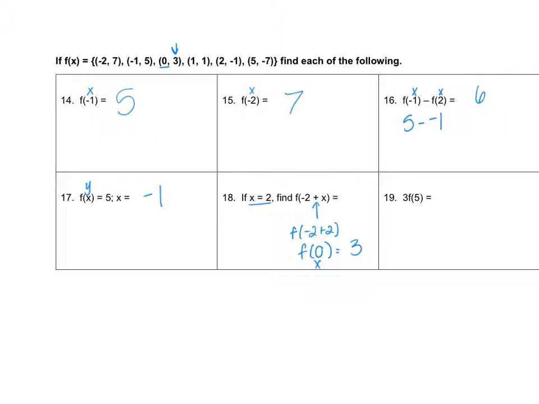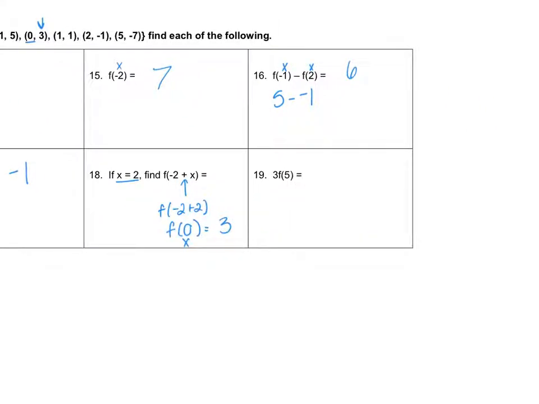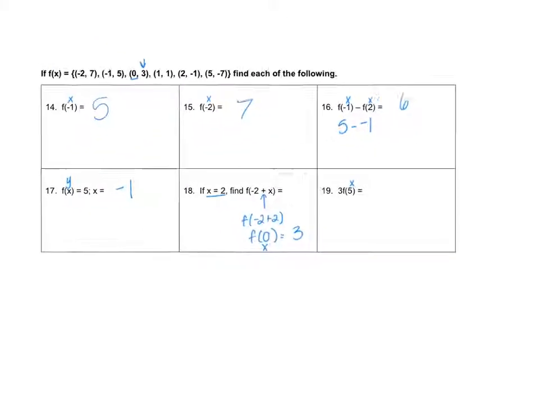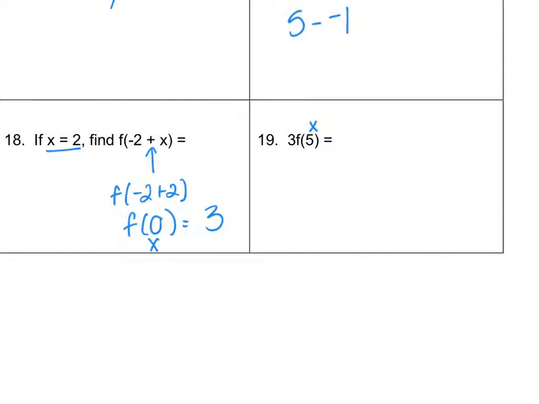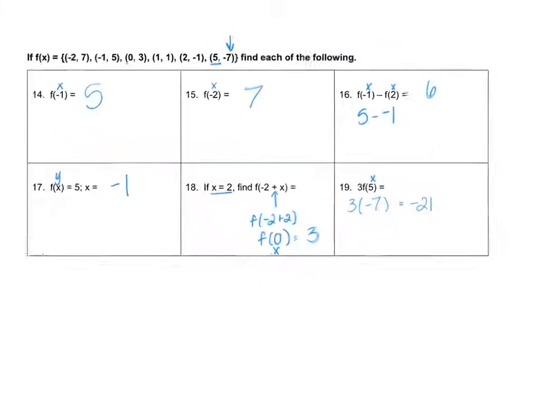And on my last one, 3 times f of 5. So first let's find f of 5. What is y when x is equal to 5? Okay, let's take a look. I see that right here. When x is equal to 5, what was y? Negative 7. But I need to multiply negative 7 by 3. 3 times negative 7 gives me negative 21. And that's your final answer.